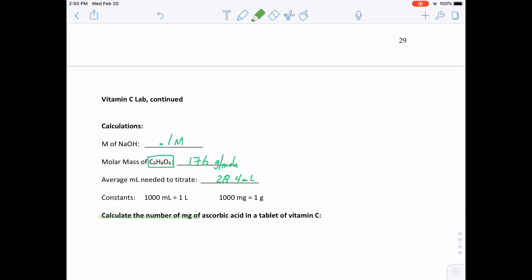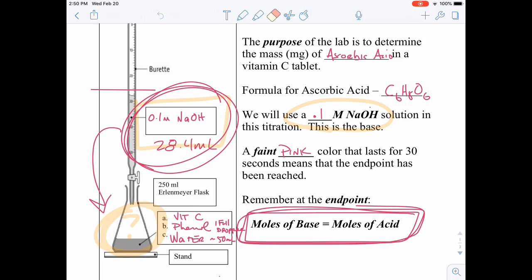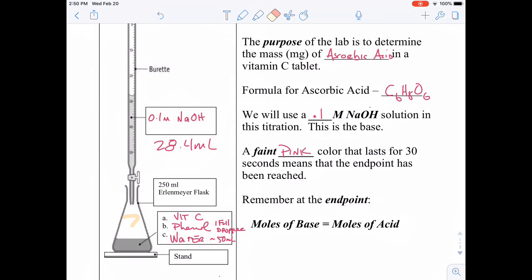So then I look at the whole point of the lab, which is to calculate the number of milligrams of ascorbic acid, vitamin C. Here's the problem. I don't know anything about vitamin C. That's what I need to figure out. So what I do know, if I look back at my lab, and I apologize for the mess, I'll clean it up, is that moles of base equal moles of acid.